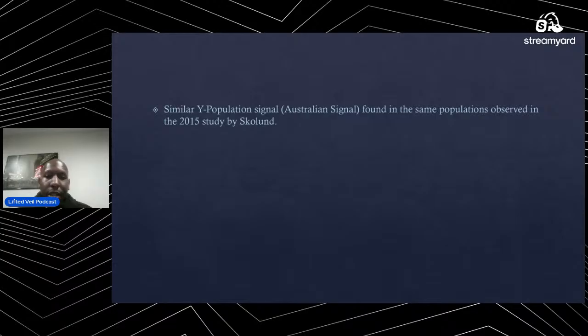Similar Y population signal. Australian signal found in the same populations observed in the 2015 study by, I think Skoglund is his name. I don't have that wrong as far as the spelling of it, but y'all get what I'm saying. That's the same thing I was talking about earlier.